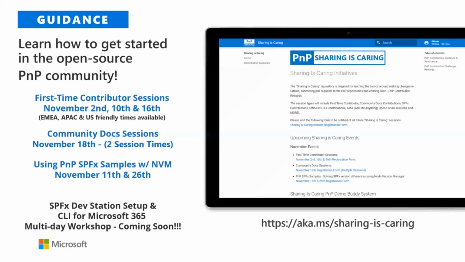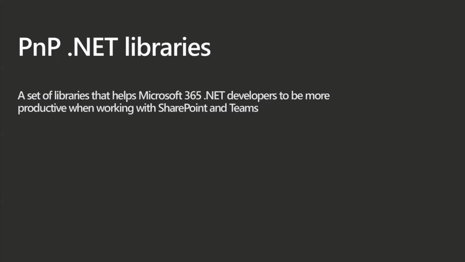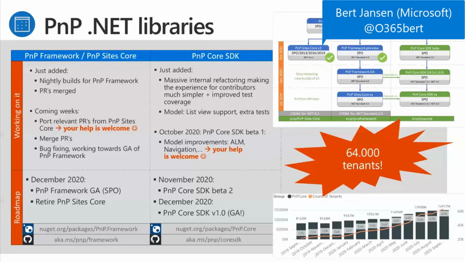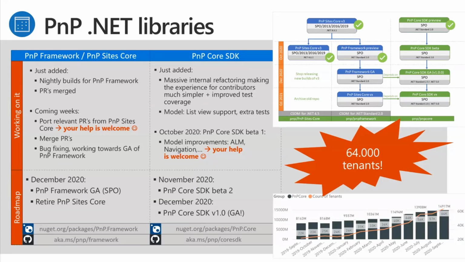Now, quick recap on what we're doing on the PnP .NET library side of the house. And Bert, you are on the call to talk about this. So what's happening? Yes, what's happening? So PnP .NET libraries means PnP Framework and PnP Core. And on the other end, it also means the PnP Core SDK, which is the new library. So on the PnP Framework, PnP Core side, it's a bit of the usual business, essentially. We keep on getting PRs, great, really good, and we keep on merging them as well. So for now, we have a bit of extra work because we also need to port a PR from PnP Core to PnP Framework, because PnP Framework will be the one going forward.